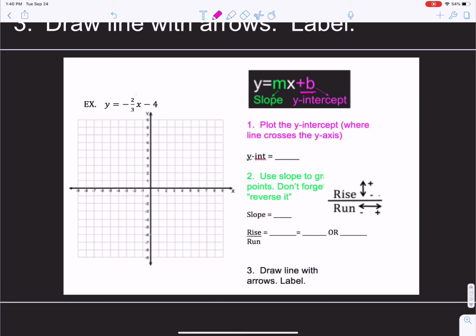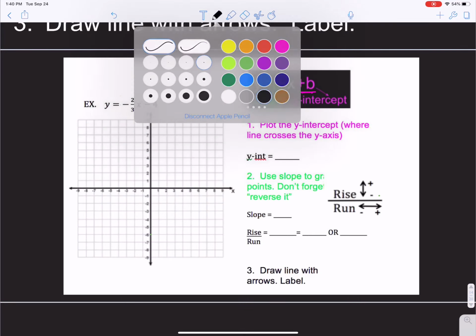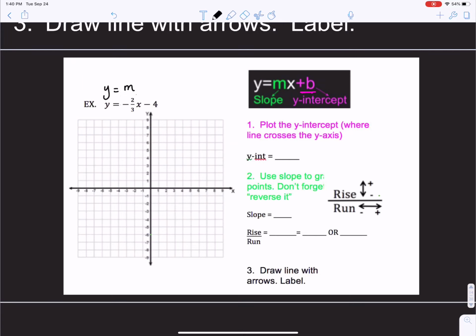The first example here is y equals negative 2/3 x minus 4. So if we look at that, that is y equals mx plus b, right? If we're comparing. And so step 1 says to plot the y-intercept, which is, remember, where it intersects or crosses the y-axis. So if we compare our equation and slope-intercept form, we can see that our b in this case is negative 4. So our y-intercept, our b, is negative 4.